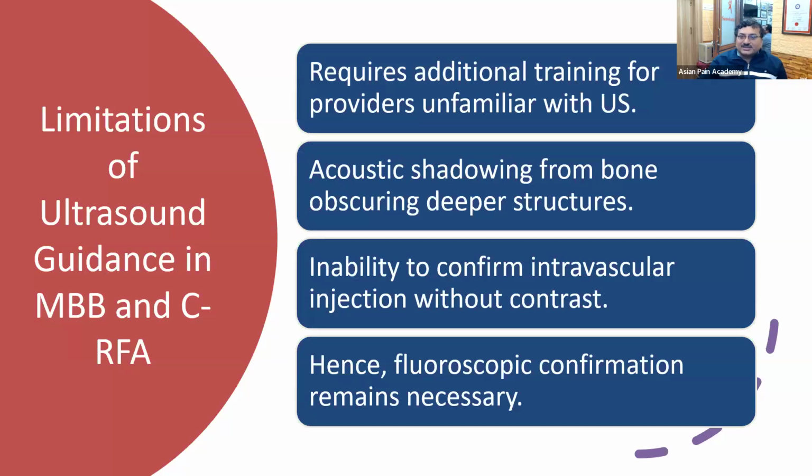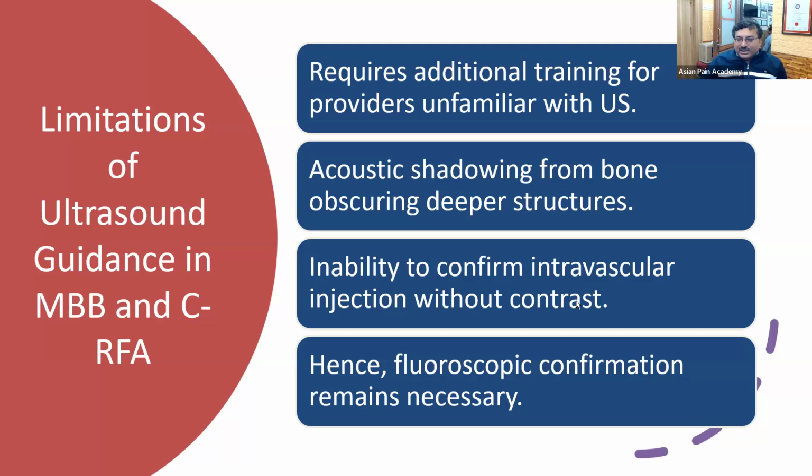Coming to the limitations. First of all, ultrasound requires additional training in addition to fluoroscopy, and initially finding the structure can sometimes be a little bit difficult. Sometimes acoustic shadowing could obscure the bone and the deeper structures. That happens every time, but here the transverse process is the most superficial and lateral structure compared to the deeper ones. Once you are experienced enough, you will be able to easily differentiate this structure. Another limitation is the inability to confirm intravascular injection without the contrast.